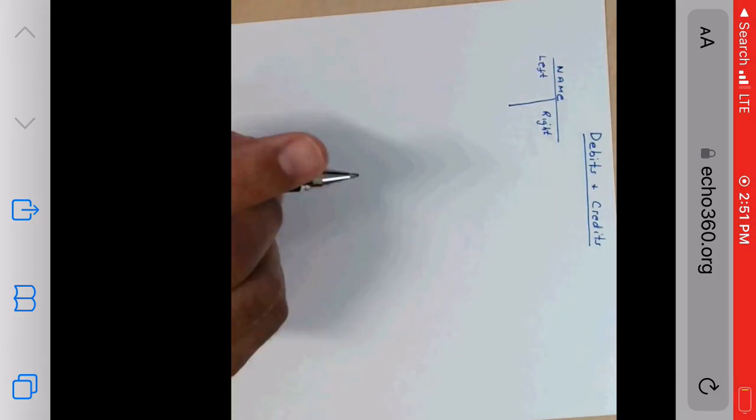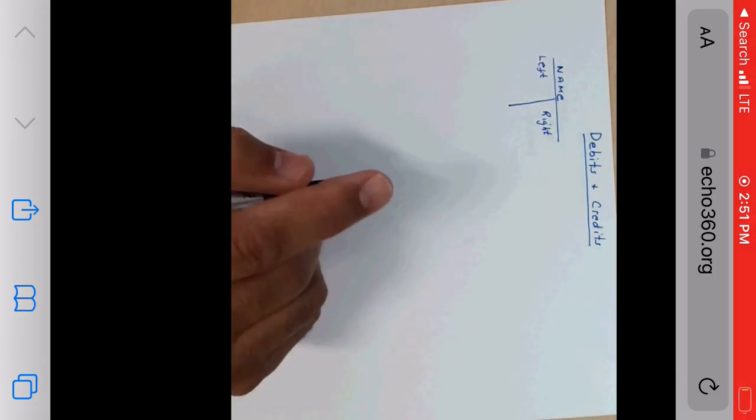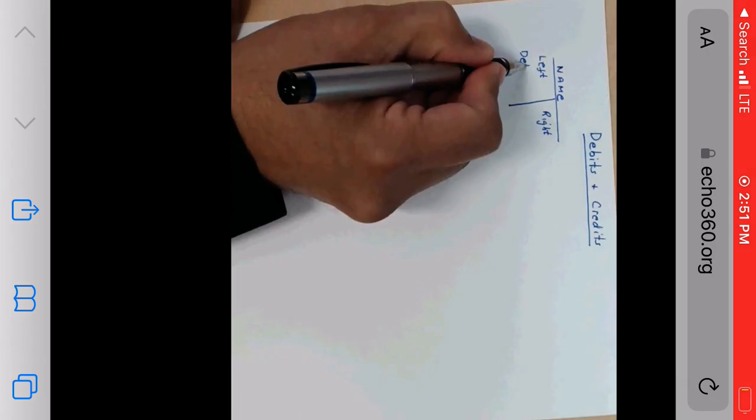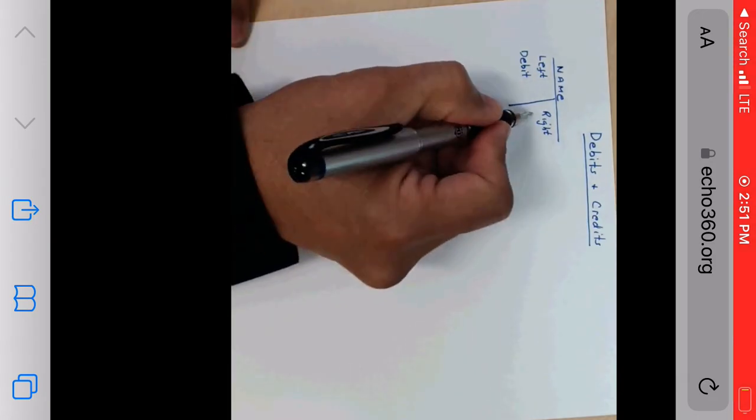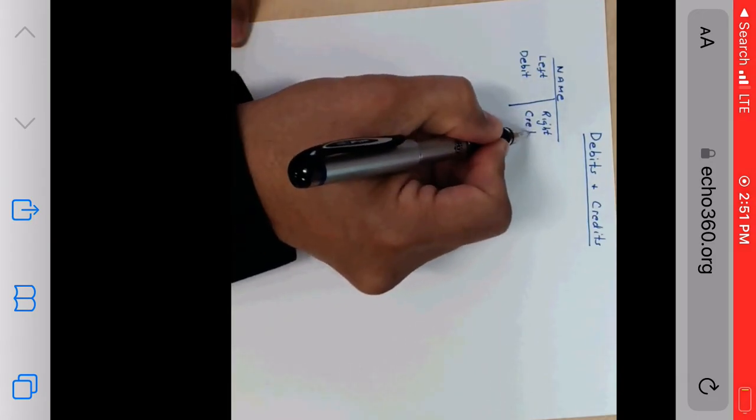Now, the definition of the term debit means left side. So the left side of the T account is known as the debit side, the left side. The right side of the T account is known as the credit side. And that's what a debit and a credit means. Debit means the left side, credit means the right side.